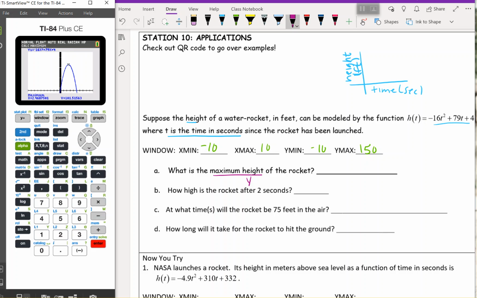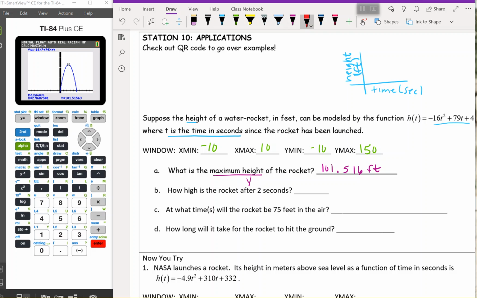And there it is. But since it asked for maximum height, I only want the y value. So that y value is 101.516 feet. Okay? Every single time you read these, you have to figure out if you're given x or y.